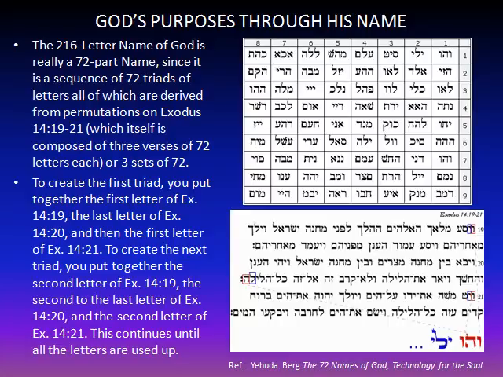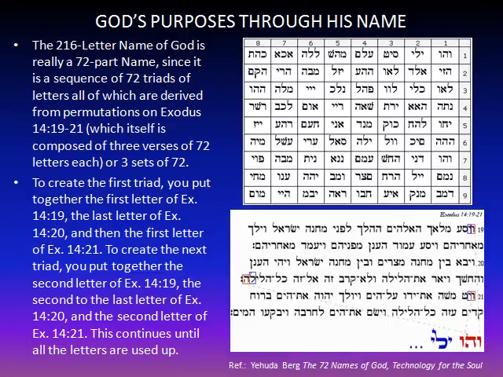God's purposes through his name. The 216-letter name of God is really a 72-part name, since it is a sequence of 72 triads of letters, all of which are derived from permutations on Exodus chapter 14, verses 19 through 21, which itself is composed of 3 verses of 72 letters each, or 3 sets of 72.